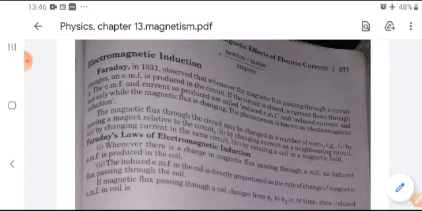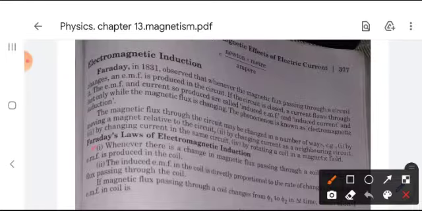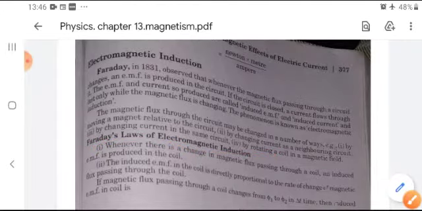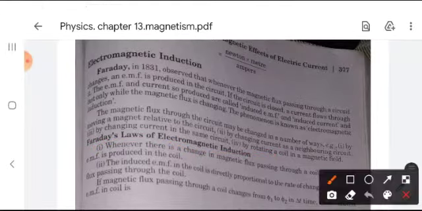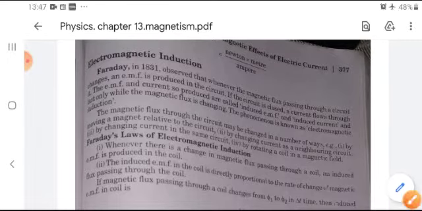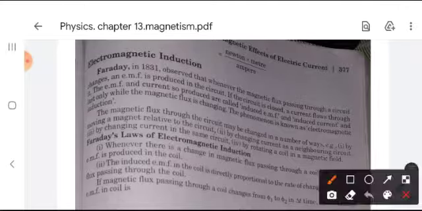So in this manner, we state two points of Faraday's law of electromagnetic induction. First, whenever there is a change in magnetic flux passing through a coil, an induced EMF is produced in the coil. Similarly, second, the induced EMF in the coil is directly proportional to the rate of change of magnetic flux passing through the coil.